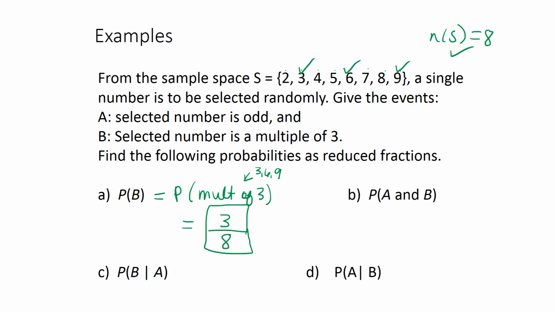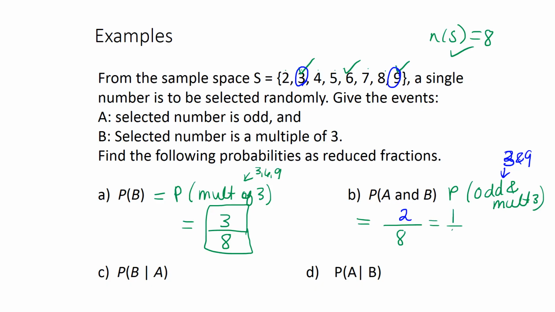That is not a conditional probability. Here we want the probability of odd and a multiple of 3. This is also not a conditional probability. How many of them are odd and multiples of 3? 3, 6, and 9, but only 2 of them are odd and multiples of 3. Only 3 and 9 are odd and multiples of 3, but then of course we would reduce that to be a quarter.